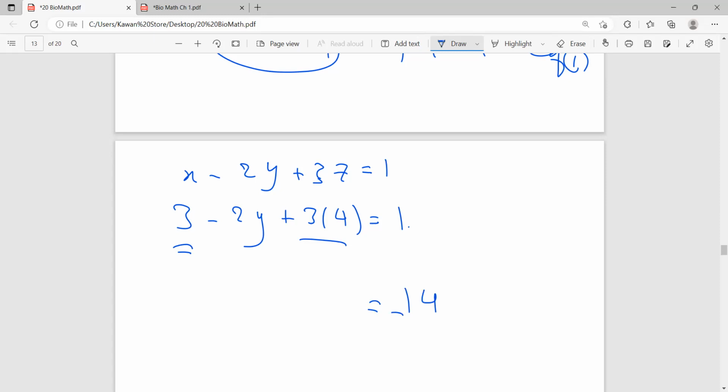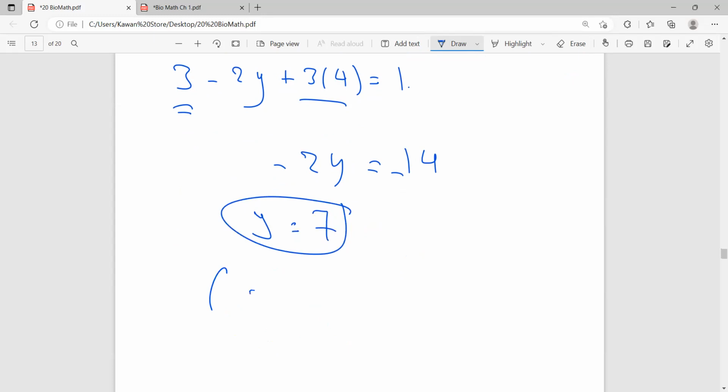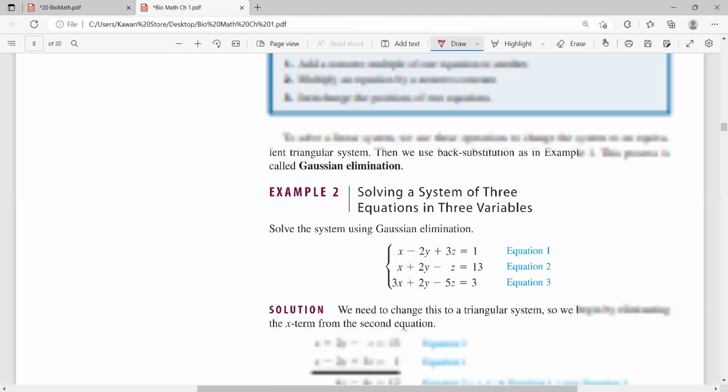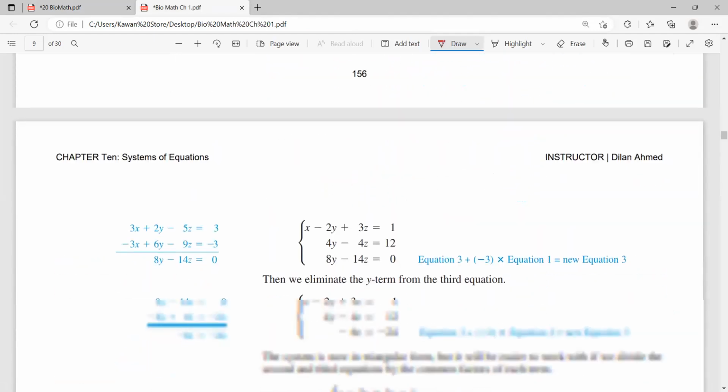14 by minus, right? And we have 2y. Yeah, y is equal to 7. So the solution... Understood here? It wasn't hard, but actually it needs time to make a difference.